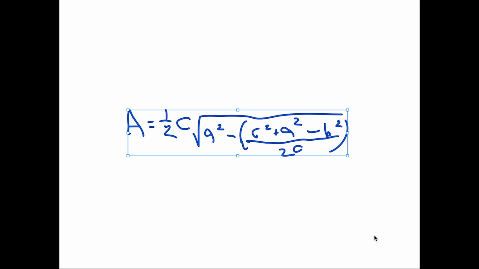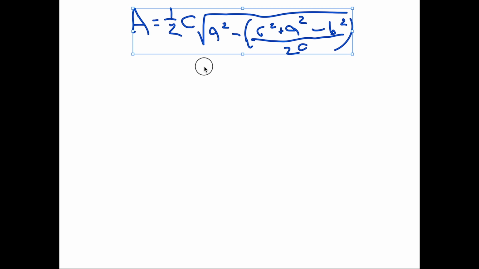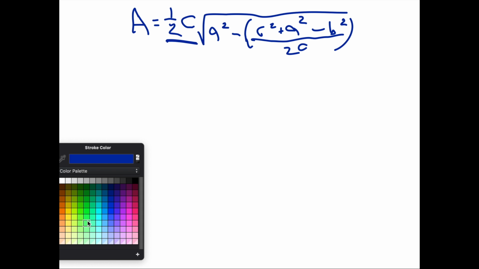Okay, paste. Okay, so now we have this. So how do we solve this to become Heron's formula? Now, this is the hard part, so bear with me. The next step is to get 1/2 c under the radical, which might seem a little counterintuitive, but it's one of the best ways. Actually, it's the only way I know.